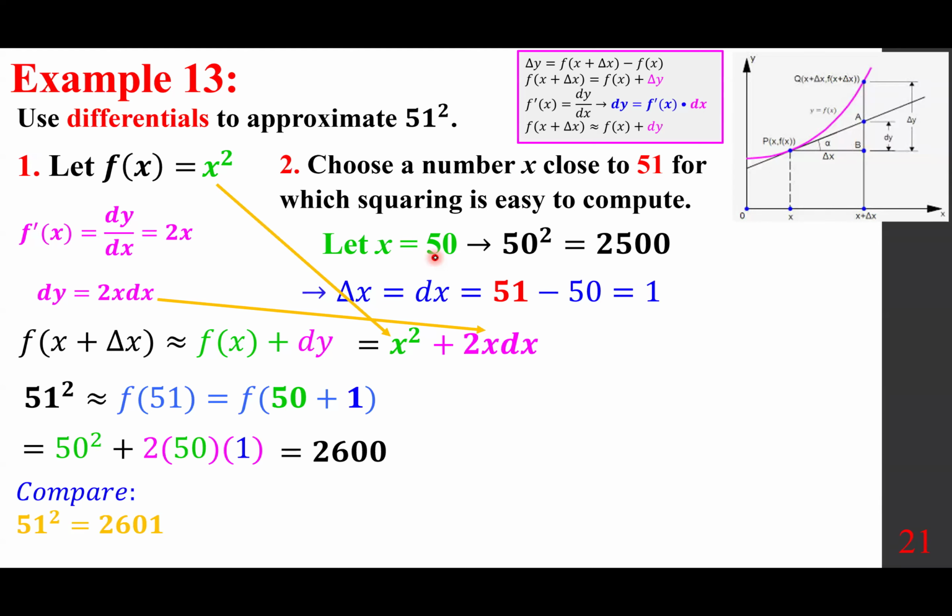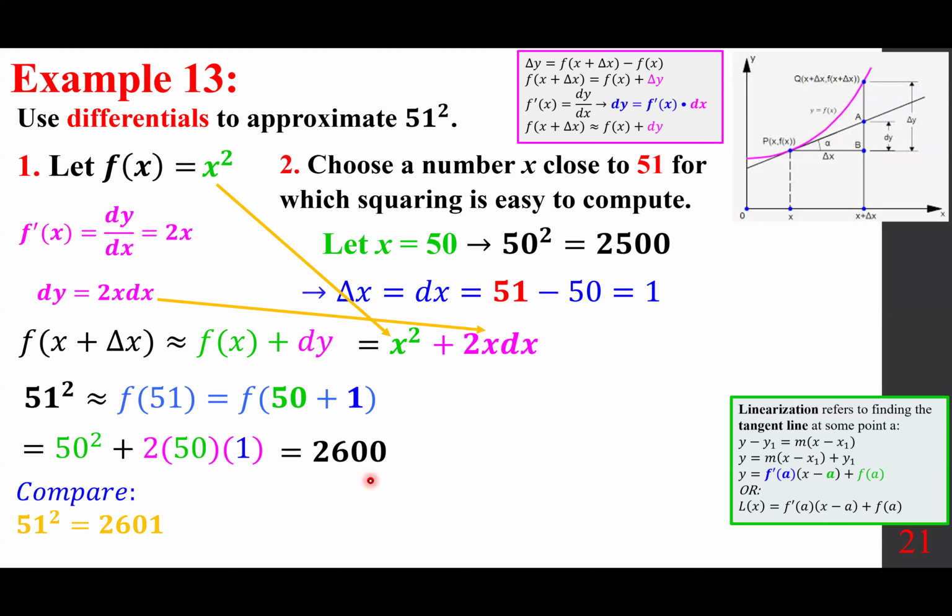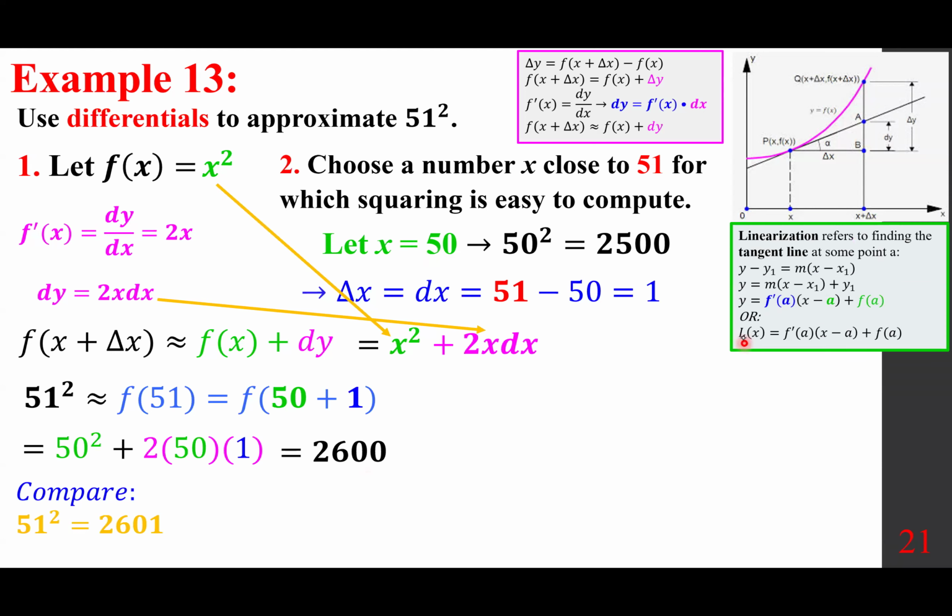The other methodology, which will give you the exact answer that you found here, not this one, but this one. Differential or linearization will give you the same result. Remember, linearization simply means find the tangent line. So you want L of x for which function? For this function. At what point? At x equals 50.